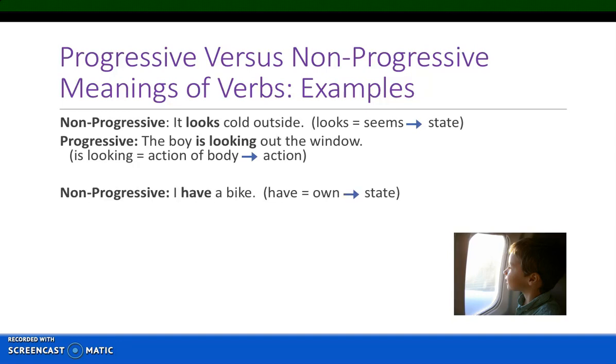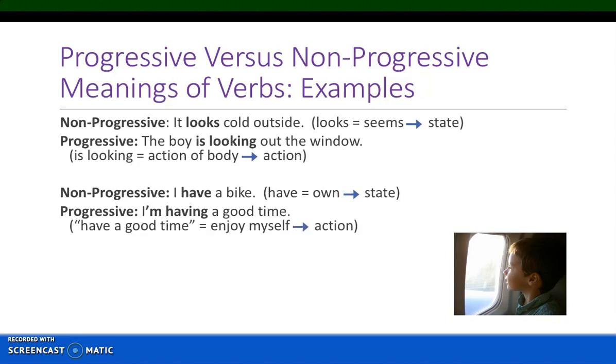I have a bike. In this case, have means own, which is a state. I'm having a good time. In this case, have a good time means enjoy myself, and that is an action. It may be used in the progressive.